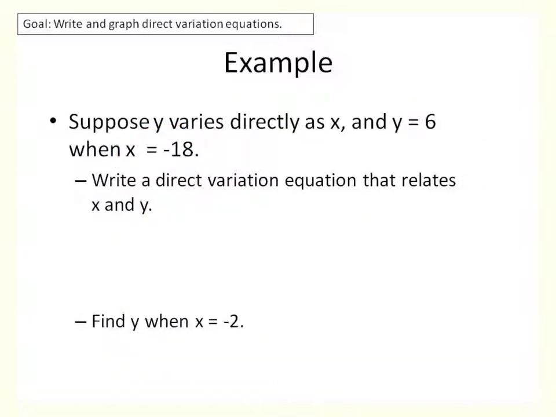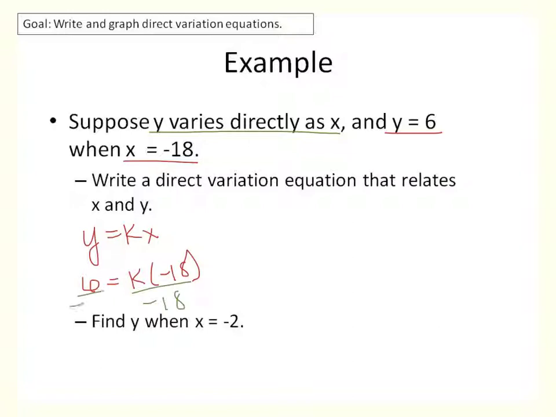So same thing. Suppose y varies directly with x. It is telling you this is a direct variation. You are to use y equals kx. And y equals 6 when x equals negative 18. Okay, so here's my equation. Y is 6, k is k, x is negative 18. I want to solve this for k because that's what you need to write your equation. And you're leaving these as a fraction, but that can be reduced. That is a negative 1/3. Y equals negative 1/3 x.